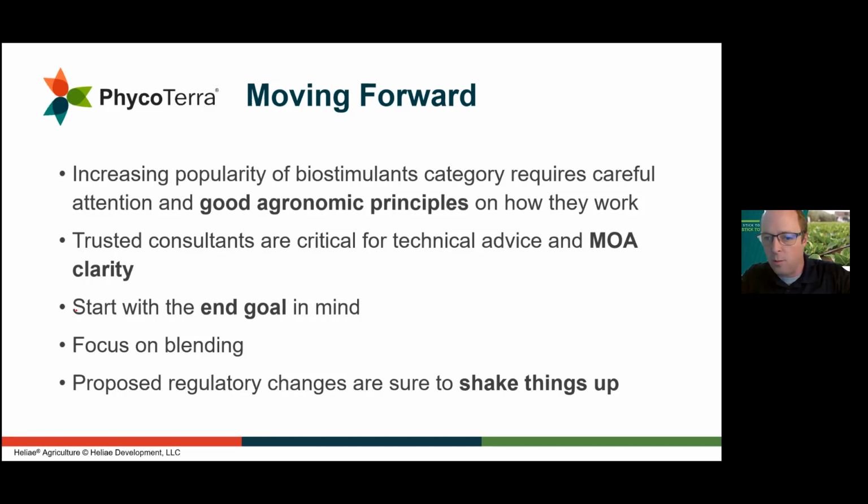So I like to start with good agronomic principles. What does the product do best? What is the evidence that supports that? And how do we help our growers and our crop advisors make the best choice for this season? And so I say that's where that trusted consultant comes in, there are folks around you that know this space well. Of course, here with the PhycoTerra products, we can help you provide some of that clarity because we've done that work already, and that's what we do webinars like this for.